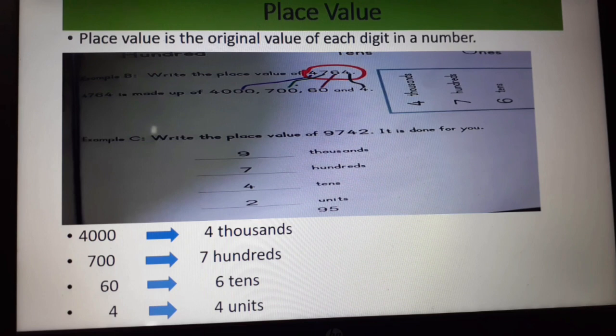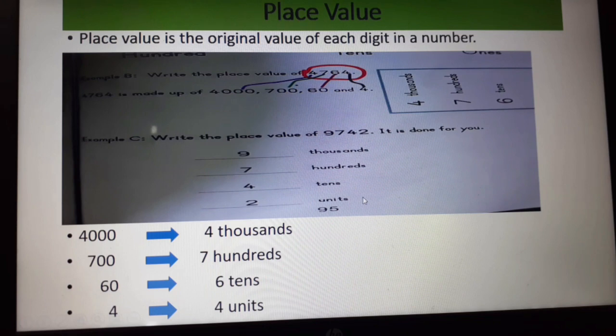So class, listen carefully. When in any number we have to find out the place value, then the most right side digit, the last digit of the number, will represent units. The place value of the most right side digit will be units. That's all from example B.